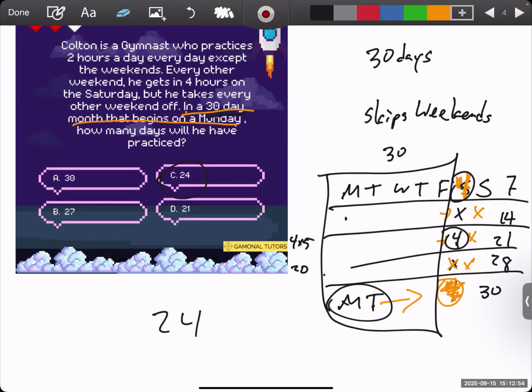This question isn't the best written because it says the same thing kind of twice here. Every other weekend, he gets 4 hours on the Saturday, but takes every other weekend off. So it doesn't really say anything about Sunday. So I think the assumption should be that Sunday isn't a day that he's working out. So 30-day month begins on a Monday. How many days will you practice? I'd go with 24 here pretty confidently.